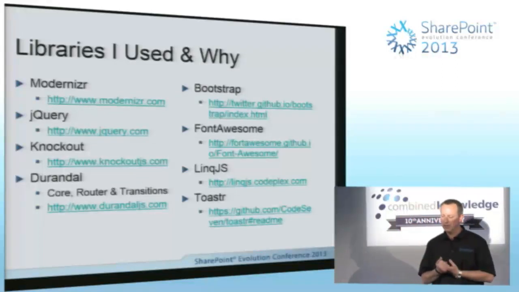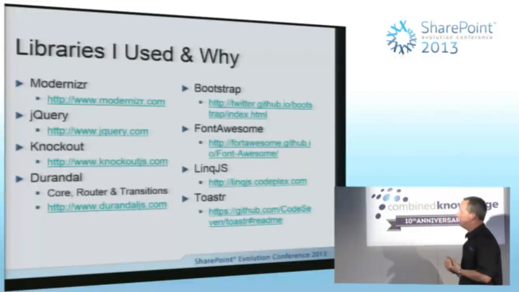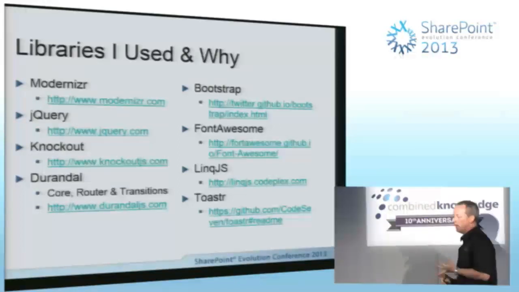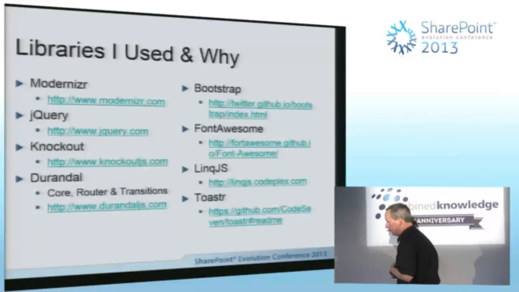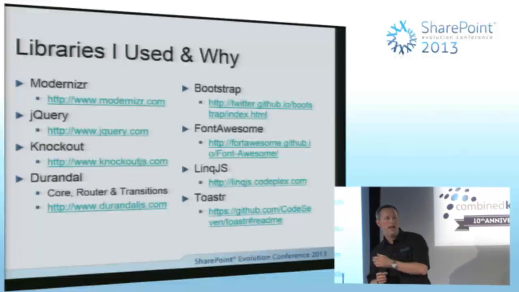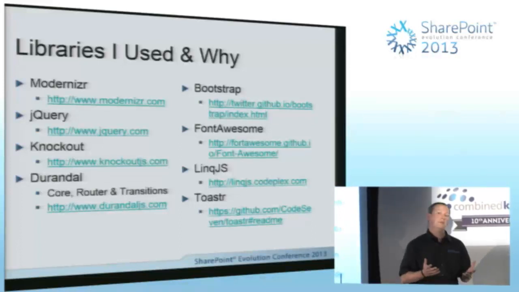jQuery is just for selection of things on the DOM. It's the big piece it's giving me. I'm also using it for AJAX calls as well. Knockout is a library that lets you implement the model view view model pattern in JavaScript and HTML.